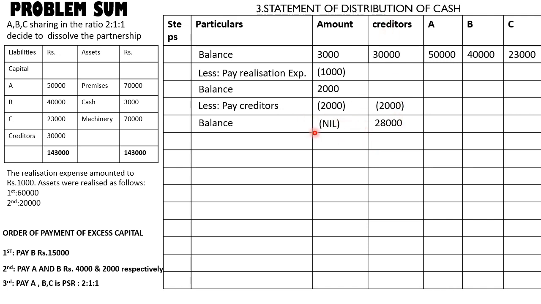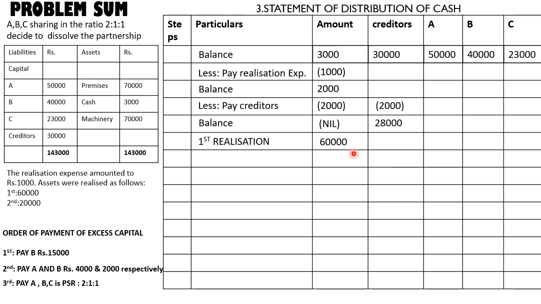Now we don't have any amount with us. So when the amount becomes nil, we'll jump out to the realization value. The assets were realized, the first realization amounted to 60,000. So we'll note down here, first realization amount 60,000. Now we have 60,000 with us. So now with this we can start paying out the liabilities one by one.